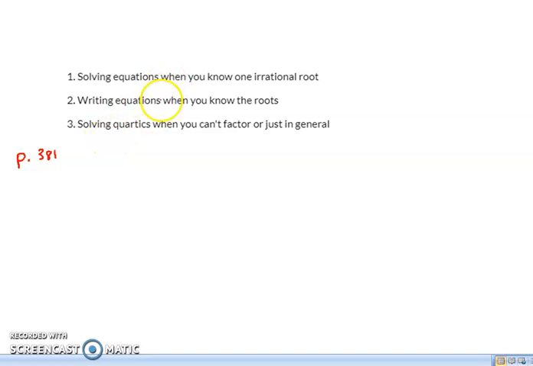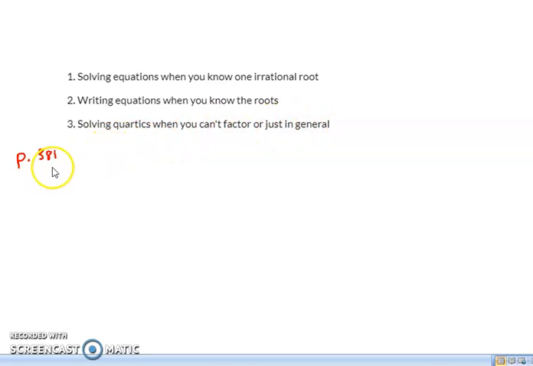Hi, these are three questions that were posted from day 5, just questions about the unit in general. It was how to solve equations when you know one irrational root, how do you write equations when you know the roots, and then solving quartics when you can't factor or just in general.